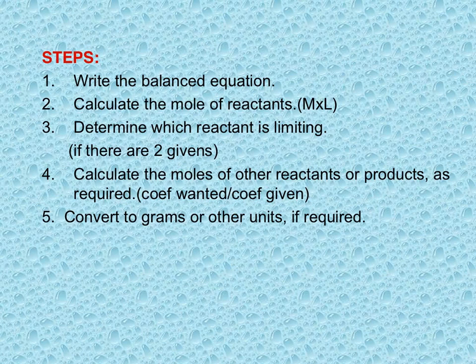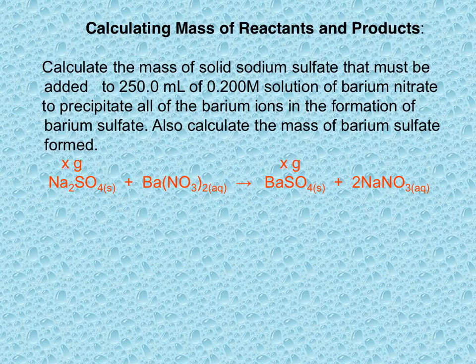Number 4, calculate the moles of the other reactants or products that are required. This is done by the conversion factor of coefficient of wanted over the coefficient of the given. And finally, you will convert the moles of the wanted to whatever unit they're asking for, and that's typically grams. So let's get started with an example problem.